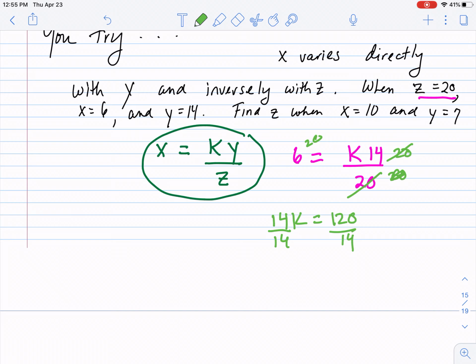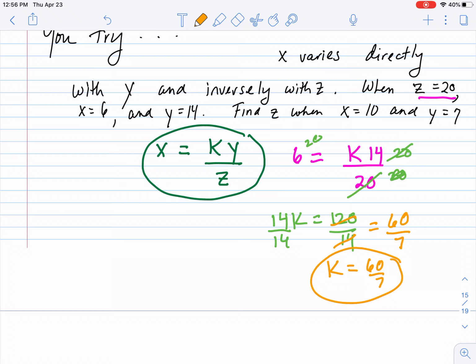Okay, so 120, if I go to my calculator, 120 divided by 14, I come up with some crazy decimal. So instead what I'm going to do is reduce this fraction. Okay, I don't want to come up with the crazy decimal. I'm going to instead divide everything by 2. So this comes out to be 60 over 7. So k equals 60 over 7.